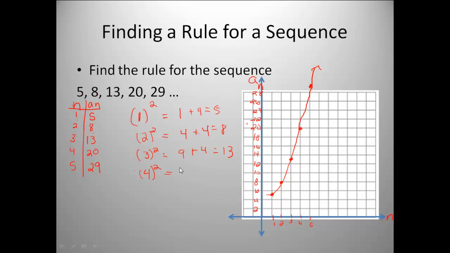So 4 squared is 16. What's 16 plus 4 gives me a 20. And then 5 squared is 25, and 25 plus 4 gives me 29. So it does work for me to square it and then add 4 to each one. So now I have to go back and I have to think about each of these values right here was my n. So I took my n squared and I added 4 to it. That would be my pattern.